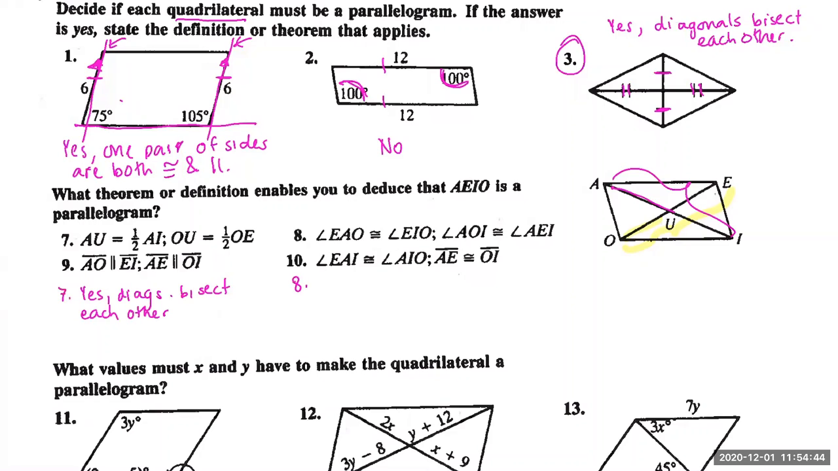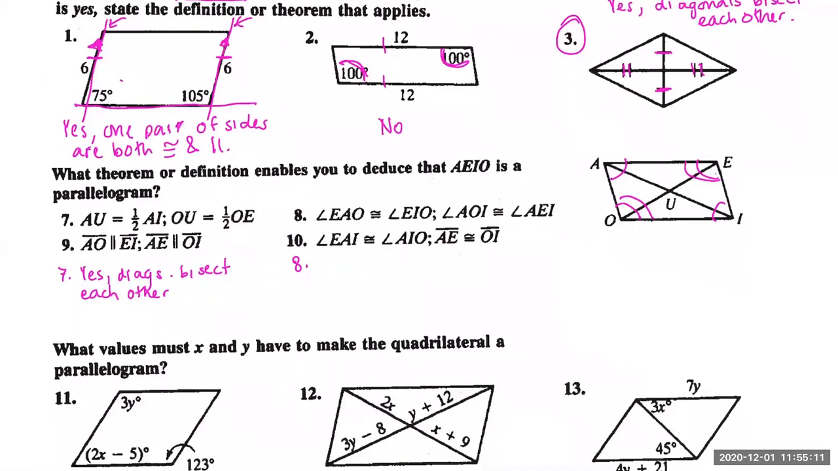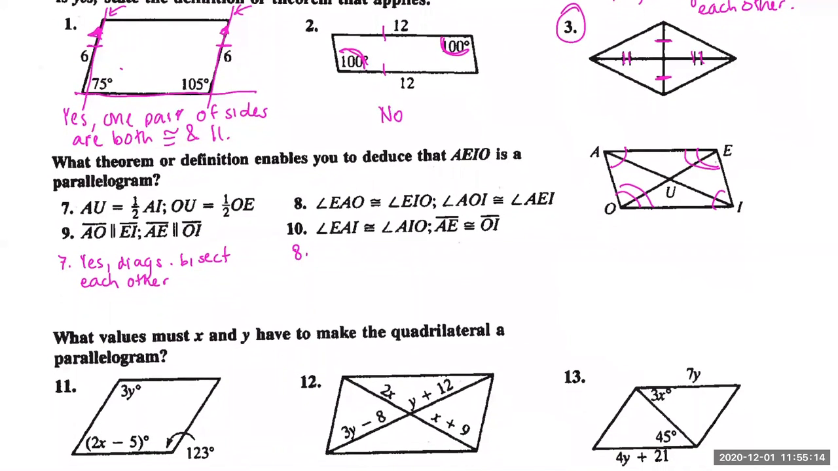Okay, number 8. On number 8, you guys have EAO is equal to EIO, and AOI is equal to AEI. These are not easy to say. Yes or no, you guys? Okay, good, you guys. So we said yes, and this is because opposite angles are congruent. And notice that the difference between number 8 and number 2 is that both sets of opposite angles are congruent.